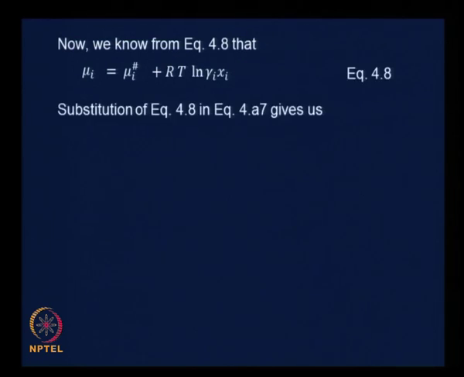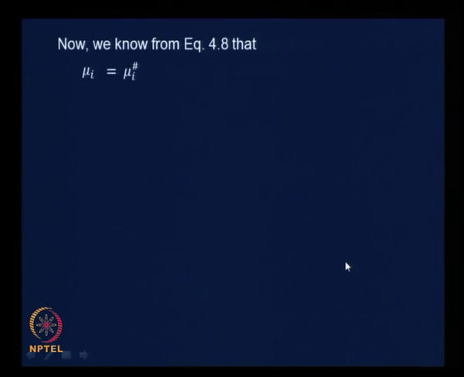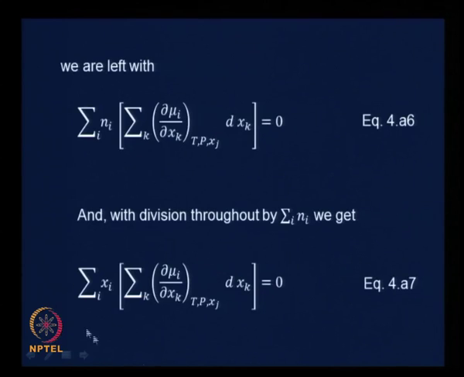Now, we know from equation 4.8 that mu I equals mu I hash plus RT ln gamma I xi. This is the definition of mu I for a non-ideal solution, and this is what we are going to take forward. We will derive it for the most general case, the non-ideal solution case. If we substitute equation 4.8 in the previous equation 4a7, which we had brought down to a simple form, we are going to substitute mu I with the expression in terms of mu I hash and gamma I xi and so on.